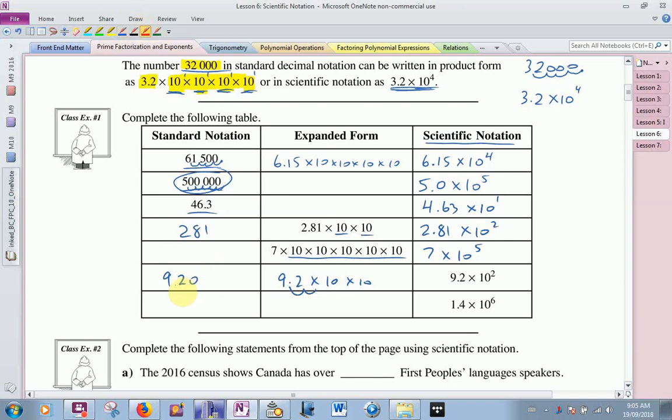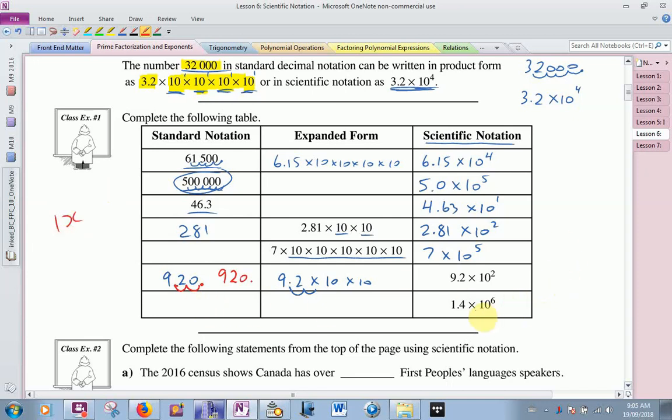920. Okay, the decimal was here. Times 10, there's another 10, now it's there. Okay? We just don't write the decimal when it's after the 0 because it's redundant, right? It's like an X. We don't put the 1 in front of it, it's not necessary.